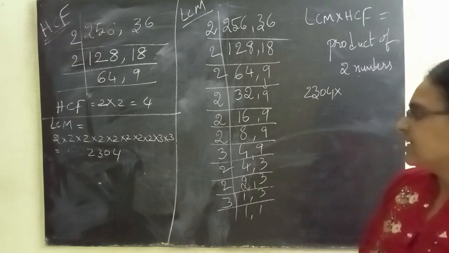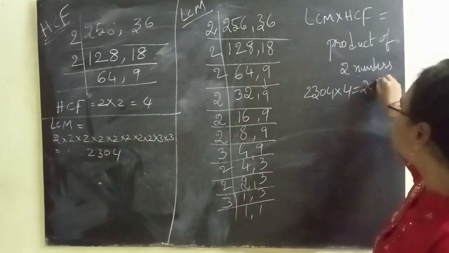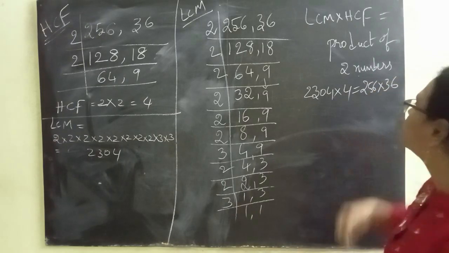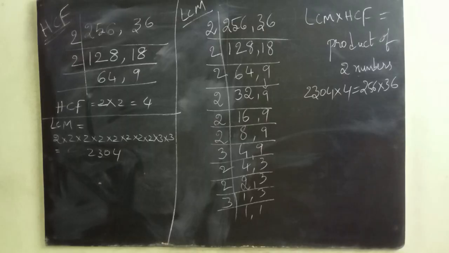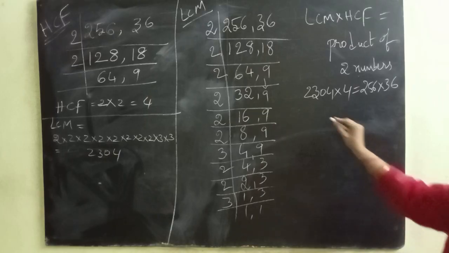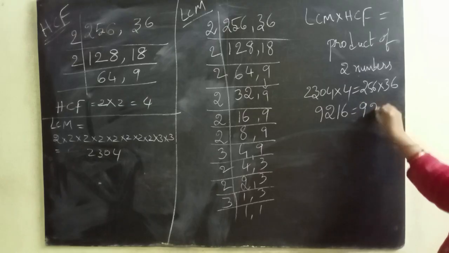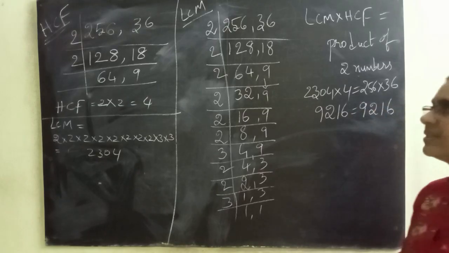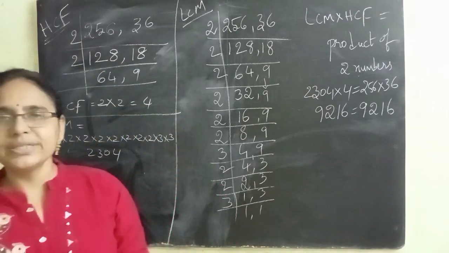2304. HCF is 4. Product of the two numbers, 256 into 36. Okay, you will try. I hope you are good in products. How much? 9,216. Like that. Maybe he'll give the two questions.